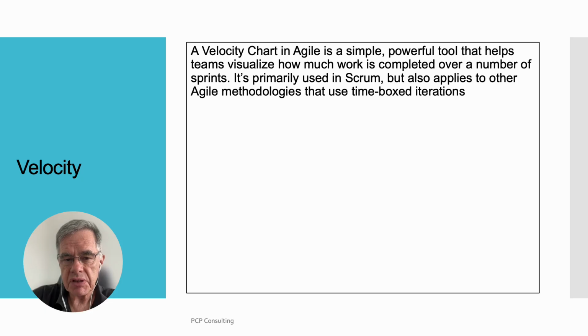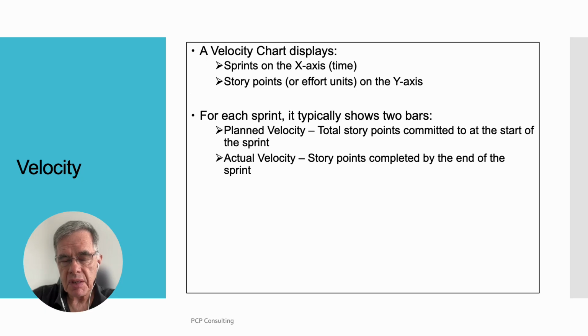A velocity chart in Agile is a simple, powerful tool that helps teams visualize how much work is completed over a number of sprints. It's primarily used in Scrum, but also applies to other Agile methodologies that use time-boxed iterations. A velocity chart displays sprints on the x-axis, time, story points or effort units on the y-axis.